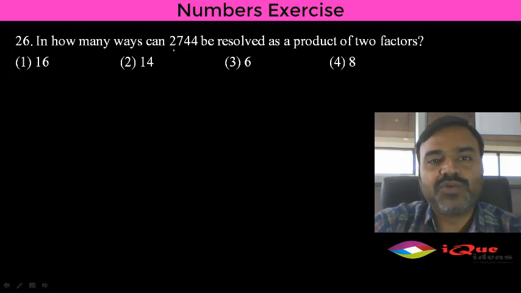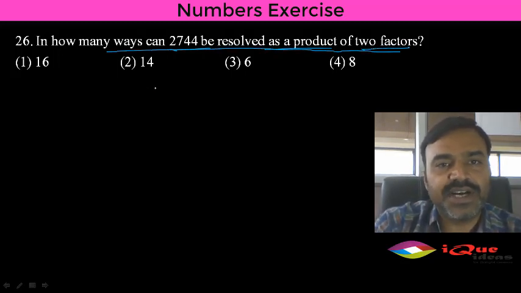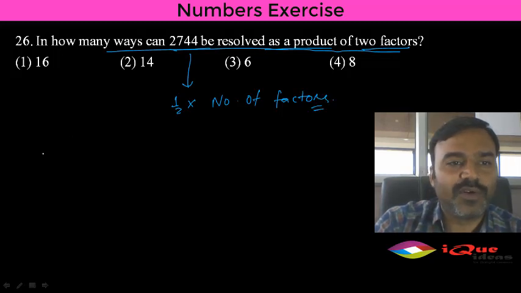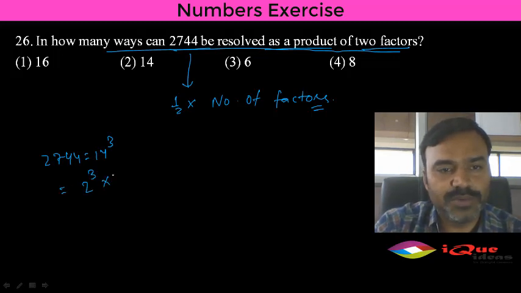Now the next question: how many ways can 2744 be resolved as a product of two factors? Standard language, right? The answer to this question is straight away equal to half the number of factors. That's it. Nothing else has to be done. Now 2744, if you factorize, is 14 cube. You should remember these things. 14 cube is 2 cube into 7 cube.